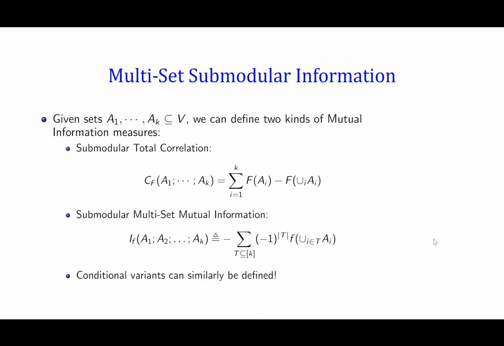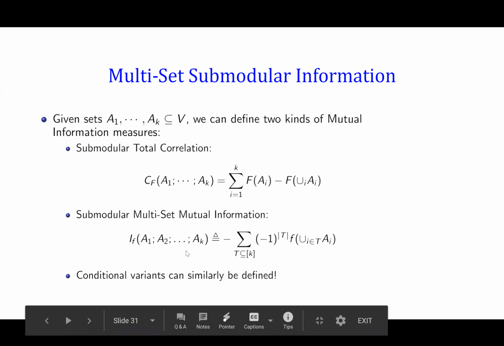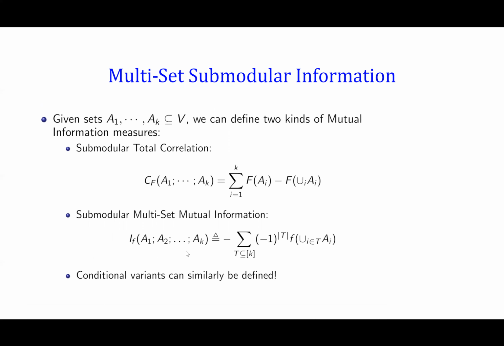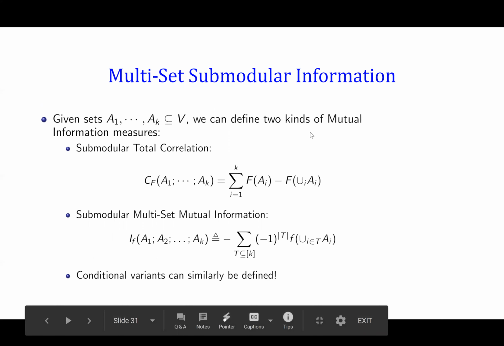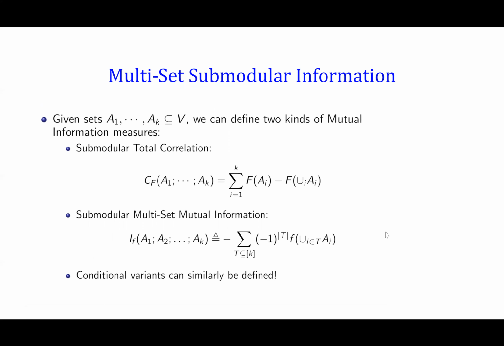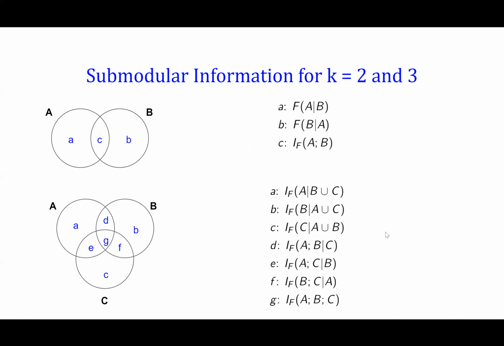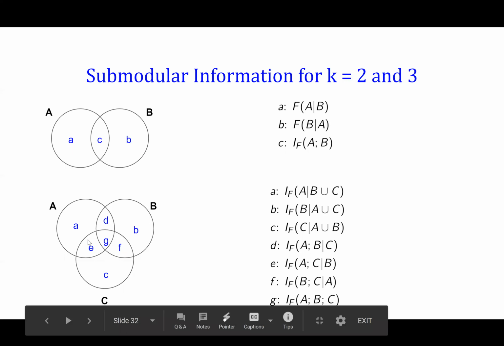You can also define multi-set submodular information quantities, and we define two specific ones: the total correlation and the multi-set mutual information between k sets, A1 to Ak. I'll not get into too much detail here, but these are applicable in a number of machine learning applications, like clustering. Very quickly, I'll go over one example: the mutual information in 2 and 3 dimensions.